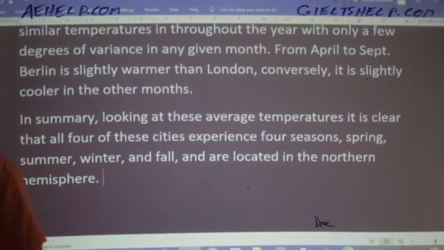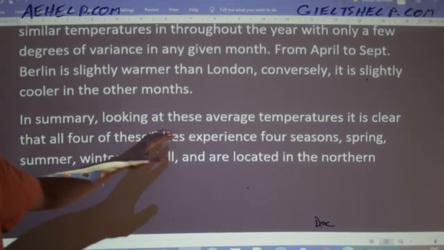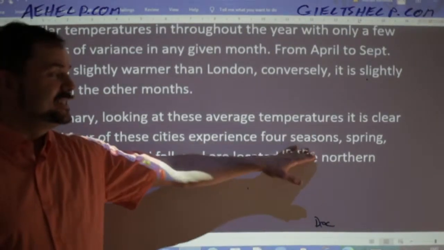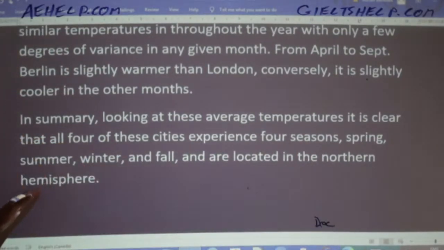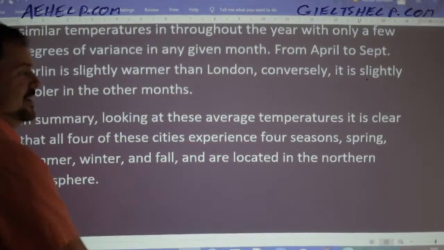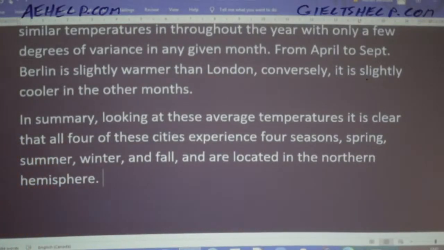All right, so we can make these assumptions, all right? In summary, or sorry, not assumptions, these inferences. So in summary, looking at these average temperatures, it is clear that all four of these cities experience four seasons, spring, summer, winter, and fall, and are located in the northern hemisphere. Because if we were talking about, for instance, a city in Australia, then you would probably not see that kind of a pattern, but you would see the inverse of that pattern.